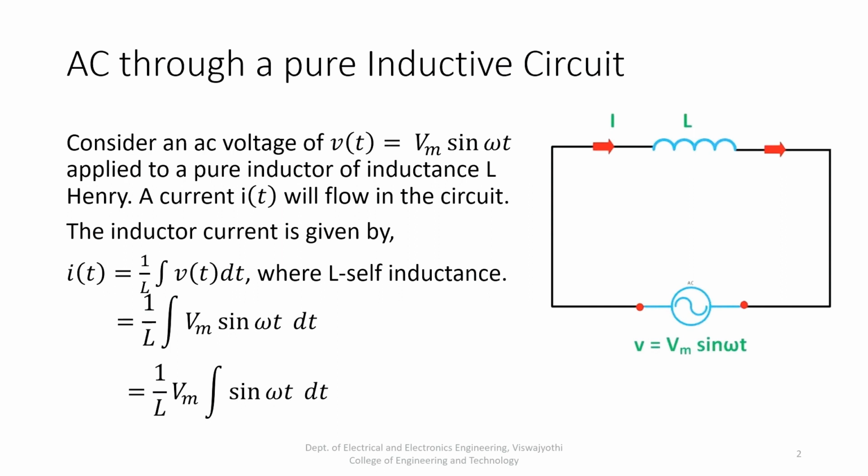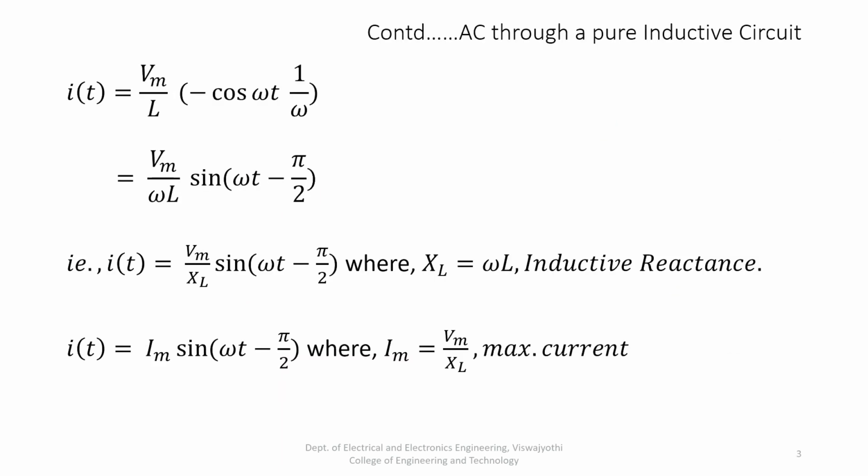The expression of inductor current I of t is given by I of t equals 1 by L integral V of t dt, where L is the self-inductance, which equals 1 by L integral Vm sin omega t dt, that is equal to Vm by L integral sin omega t dt. The expression for current I of t equals Vm by L times minus cos omega t by omega, that is equal to Vm by omega L times minus cos omega t, which can be written as sin omega t minus pi by 2.